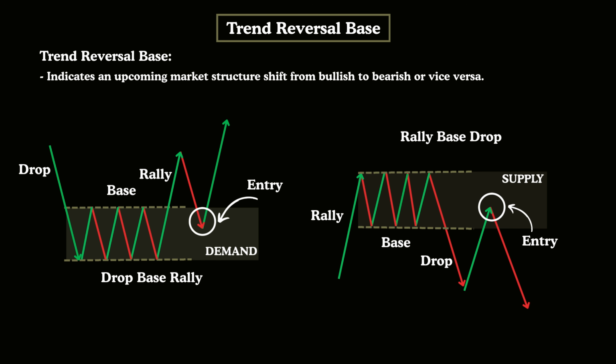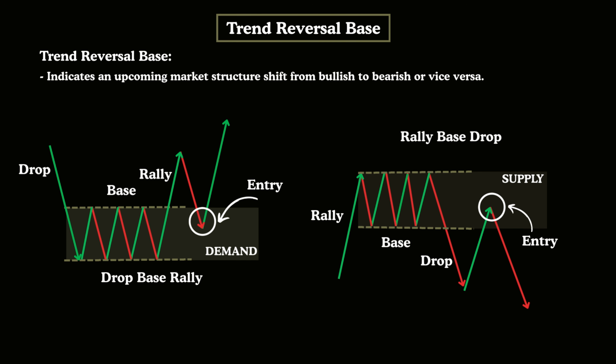Drop base rally. In this setup, price initially drops and then consolidates within a narrow range, forming the base. Shortly after, buying momentum surges, creating a strong imbalance in favor of demand. The price breaks out of the base to the upside, confirming a trend reversal from bearish to bullish. Traders often look to go long when price revisits this base, now acting as a demand zone, to position themselves alongside institutional flow.